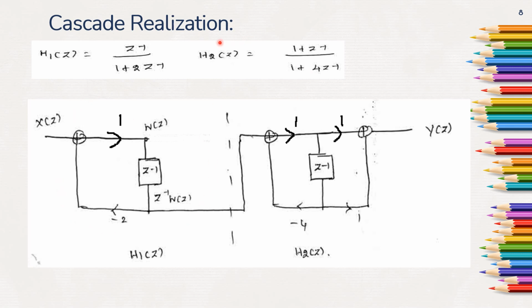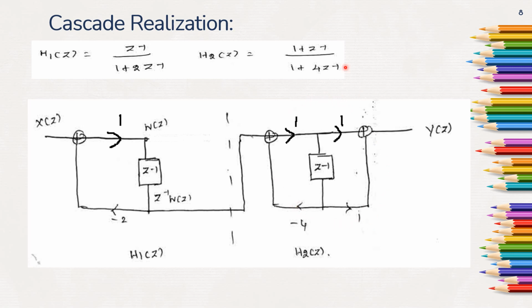In the same way, let us look into H2 of z. See here, numerator coefficients go to the right hand side. See here, 1 is coming, the same way. Second term will be z inverse, right? So what is the coefficient? So 1, so z inverse. These two are going to an adder. Denominator coefficients go to the left hand side. So this 1 as such, and the second term plus 4 is going to be minus 4. You will get this. So this is the shortcut method of direct form 2 realization.